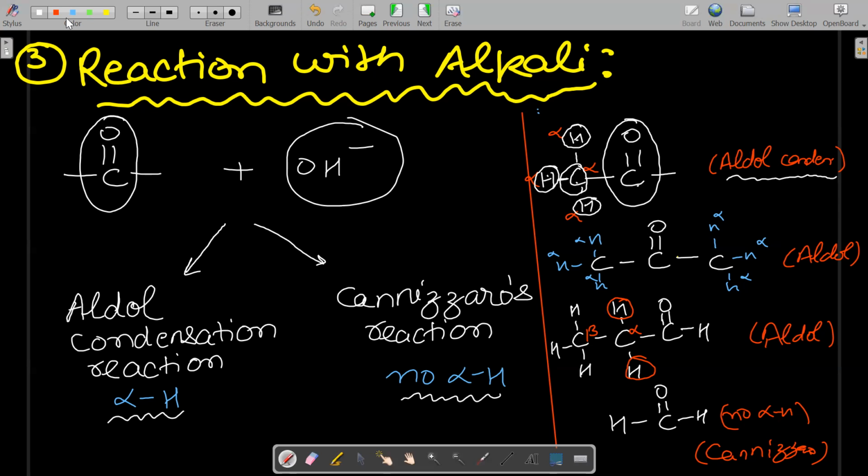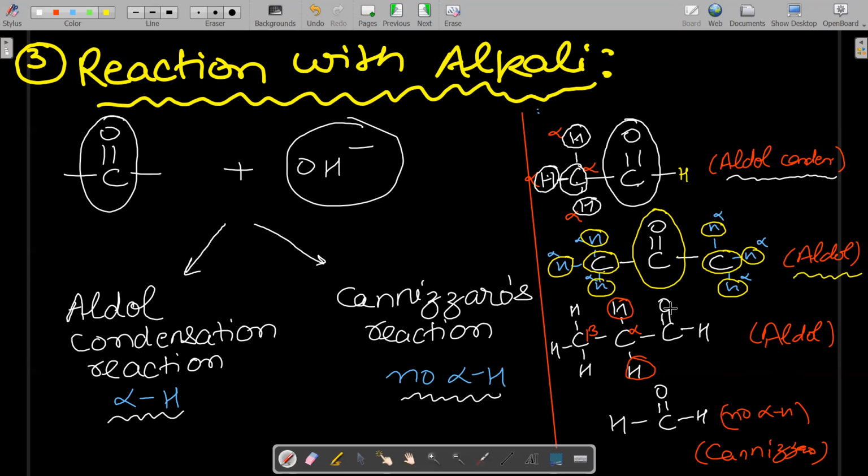Now you can see one more example. Suppose on this side no alpha hydrogen is present, suppose hydrogen is there. Now this is a second example. You can see this is the carbonyl group, and the adjacent carbons are called alpha carbons. So here there are two alpha carbons and all their hydrogens are alpha hydrogens. Both sides, the alpha hydrogens are present. So again, this is also responsible for aldol condensation reaction.